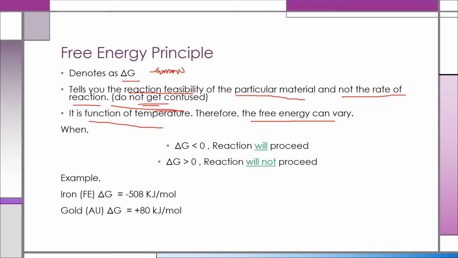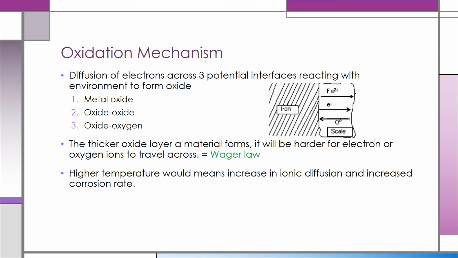So what's so important about delta G? Okay, when delta G is less than 0, the reaction will proceed, meaning the metal will form oxide by itself. When delta G is more than 0, the reaction will not proceed, meaning the metal will not form an oxide layer. So from this example, iron delta G is negative 508 kJ per mole, which means it will form oxide. But as for gold, delta G is positive 80 kJ per mole, so it will not form oxide. It's actually that simple.